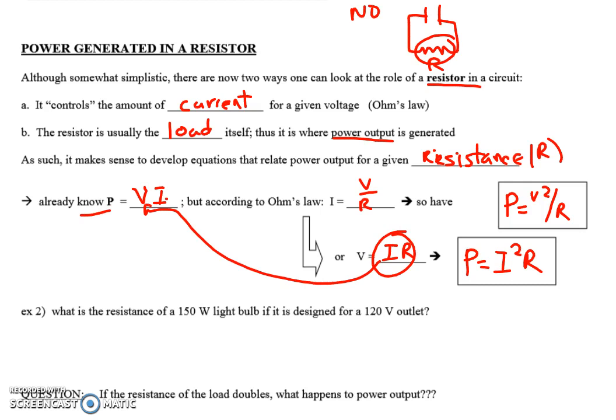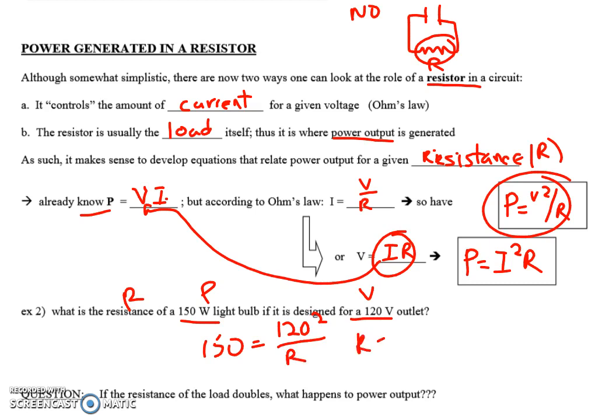So what is the resistance of a 150 watt light bulb if it's designed for a 120 volt outlet? Now in a prior problem, I did this in 2 steps. Now I can do it in 1 step. I have P, I have V, I'm looking for R, so the equation I'd want to use would be right there. So I'd say 150 equals 120 squared divided by R. So R is going to be, let's see, 120 squared is 144 with 2 zeros, divided by 150. So that looks to be not quite 100 ohms, but let me double check before my time runs out. All right, so that's 96 ohms.